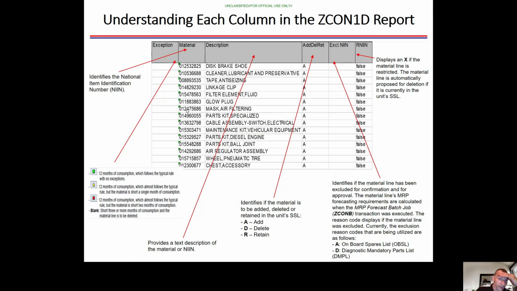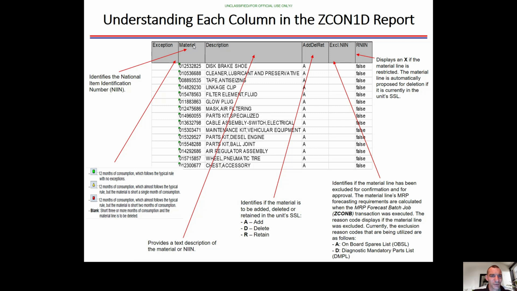So if we look at your first column here, you've got the exception, okay? Basically you'll have three different color lights: green, yellow, and red. The green light is 12 months of consumption, which follows the typical rules. If you have a yellow triangle in a 12-month consumption, which is followed by most rules, the material is short by a single month of consumption, so it doesn't meet that criteria to actually do stock. Red light means you are short more than 2 months of consumption, and if it's blank, it's short 3 or more months of consumption, and the material is supposed to be deleted.